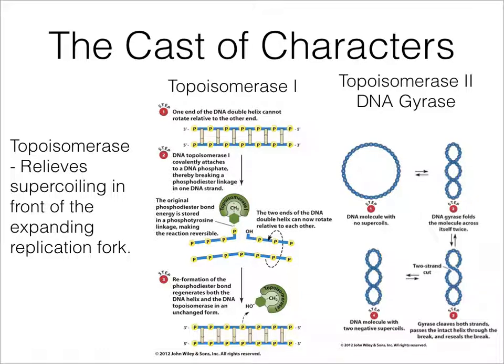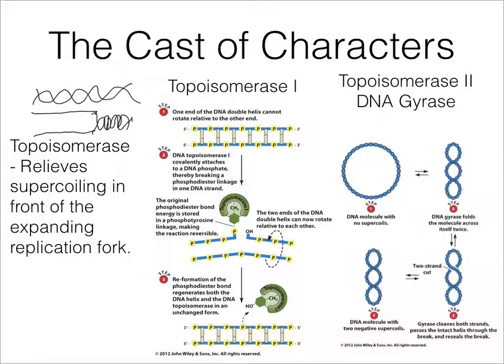Topoisomerase. Anytime you unwind, if you've got 2 things that are wound together, and you pull them apart, what you're going to end up doing is making the winding tighter farther down. What that would end up doing is supercoiling the DNA in front of the enzyme. And eventually the DNA would get so supercoiled that you can't pull it apart anymore. Hence topoisomerase.